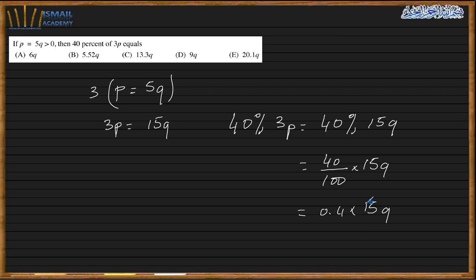So here it's going to be 0.4 times 15, which is 4 times 15 is 60, so that means I will have 6Q. So here the answer is A.